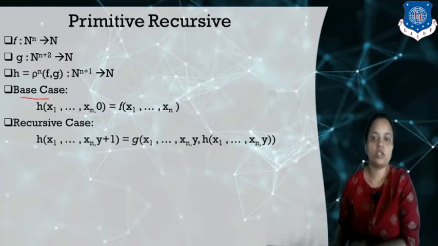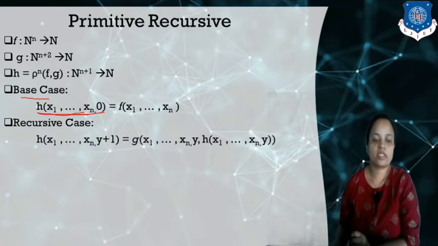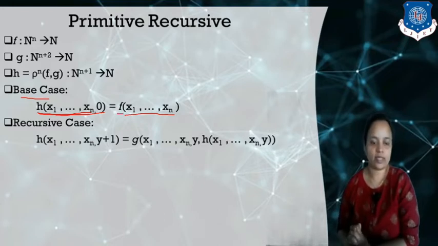How can we define it? Here we can define the base case for the resulting function, where it takes n number of inputs and 0 as a final input. This is the base case that a primitive recursive function will always consider. Now, in the base case function, we are going to pass the nth input to the base case function, which we label as f, the base case function.